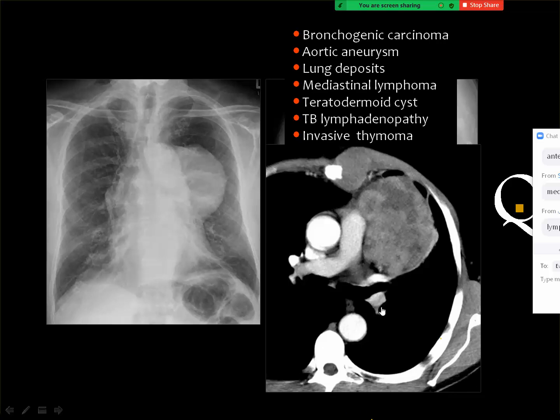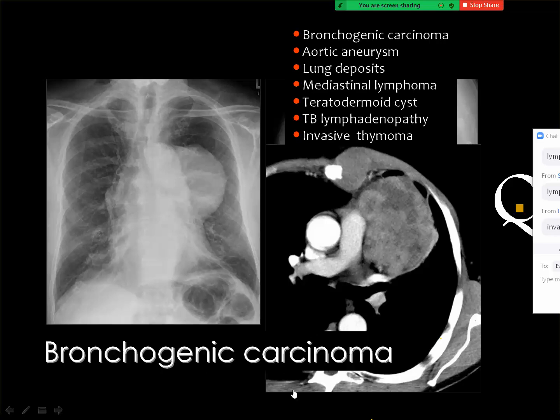And here is the CT scan, and you got a mass with chest wall deposit. And do you change your diagnosis? Yeah, and you still suspected the lymphoma, and this was proved by pathology to be a bronchogenic carcinoma.